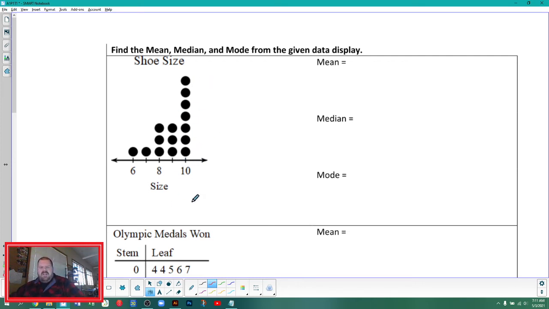Pretty clearly, the mode of the shoe size is going to be 10, right? That one is the most repeated value. For the mean and the median, there's a little bit of work we have to do, okay? For the median, I'll do that one next because it's just kind of a counting off.